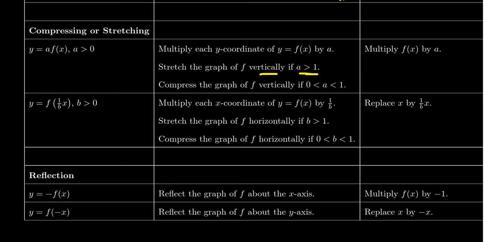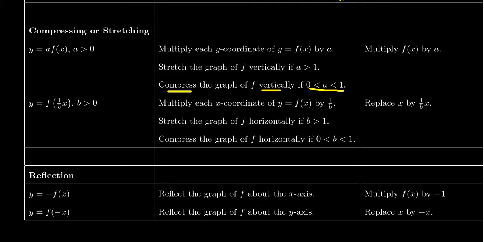On the other hand, if your number a is a small number, so it's between 0 and 1. Remember, we're not allowing for negatives at the moment. But if we pick a number that's less than 1, this is like dividing by a big number. Or you think of multiplying by the reciprocal, like, oh, I'm multiplying by 1/3, I'm multiplying by 1/2, I'm multiplying by 1/4. This has the effect of shrinking the vertical coordinate, aka the y coordinate, on the graph. And we refer to this as a vertical compression.